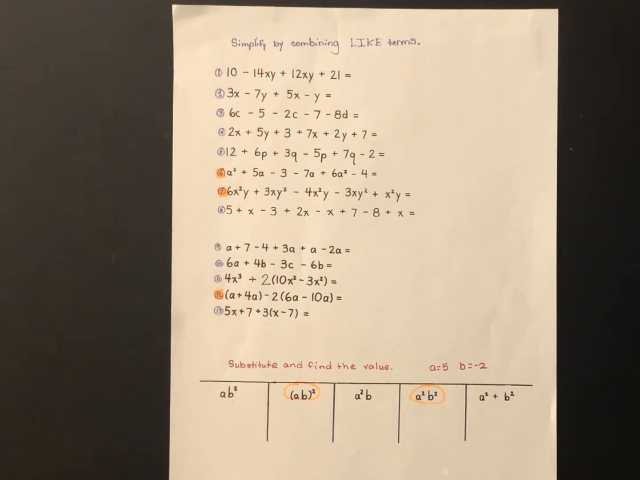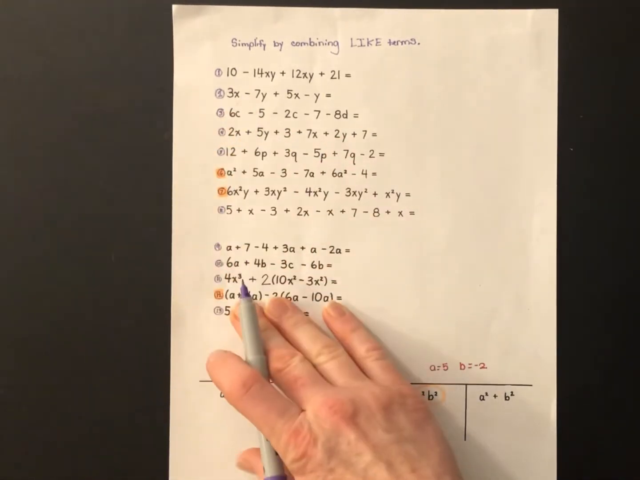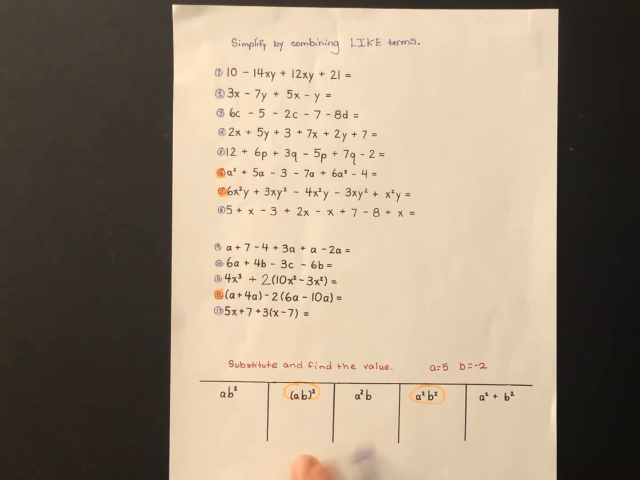Page 16 has two different sections on it. We'll do 3 from the top and 2 from the bottom. Up here, we're combining like terms. And remember to put the terms in alphabetical order, and then the constant is always last. And be careful, they tried to trick you on here. Some of the terms that appear to be the same are actually not.